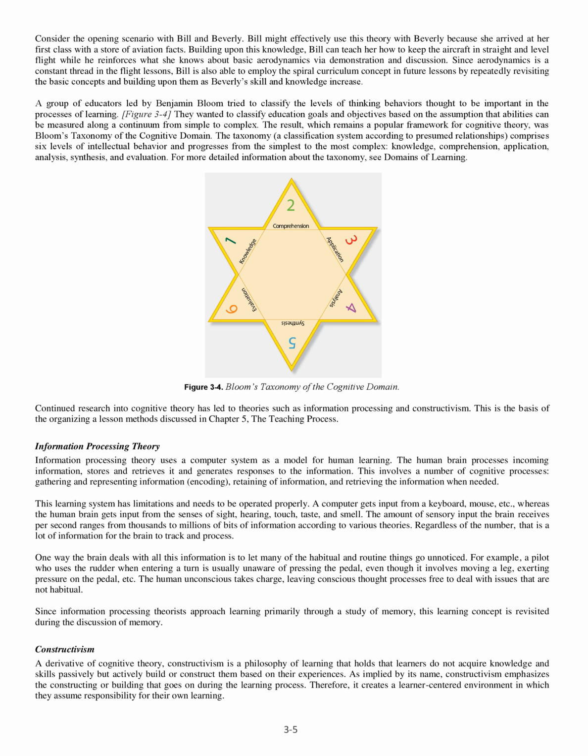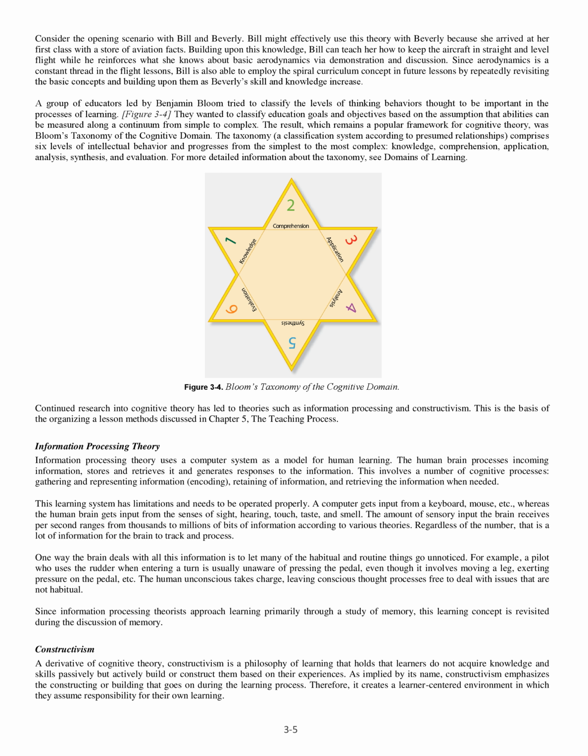A group of educators led by Benjamin Bloom tried to classify the levels of thinking behaviors thought to be important in the processes of learning. Figure 3-4: they wanted to classify education goals and objectives based on the assumption that abilities can be measured along a continuum from simple to complex. The result, which remains a popular framework for cognitive theory, was Bloom's taxonomy of the cognitive domain. The taxonomy, a classification system according to presumed relationships, comprises 6 levels of intellectual behavior and progresses from the simplest to the most complex: knowledge, comprehension, application, analysis, synthesis, and evaluation. For more detailed information about the taxonomy, see Domains of Learning.